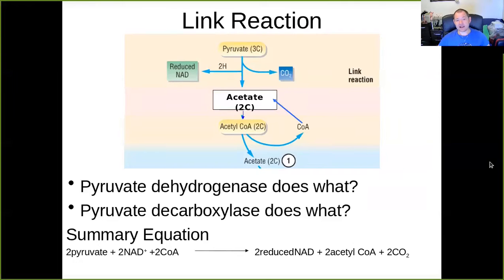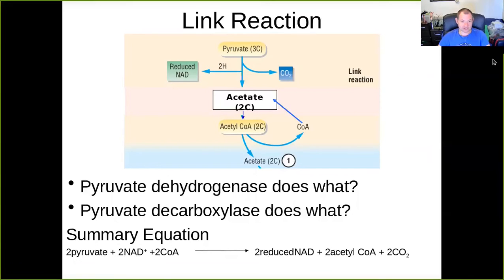Now, the acetate reacts with coenzyme A. Coenzymes help things to do their job. Coenzyme A reacts with the acetate. You now have acetyl coenzyme A. Acetyl coenzyme A then goes to the Krebs cycle, the citric acid cycle. So, summary of the equation: 2 pyruvates plus 2 NAD plus, plus 2 coenzyme A's, gives you 2 reduced NADs, 2 acetyl coenzyme A's, and 2 carbon dioxides.